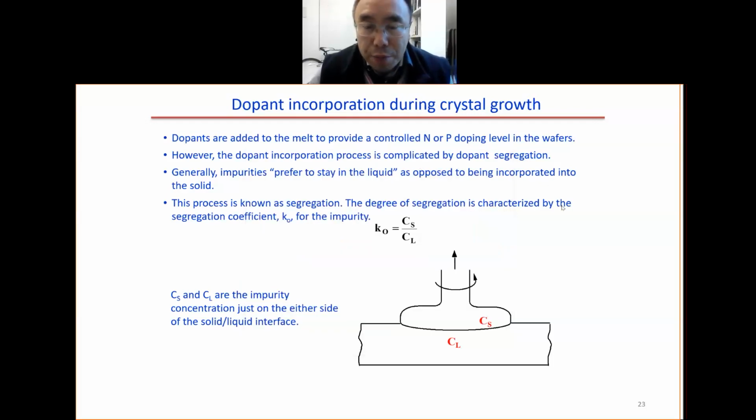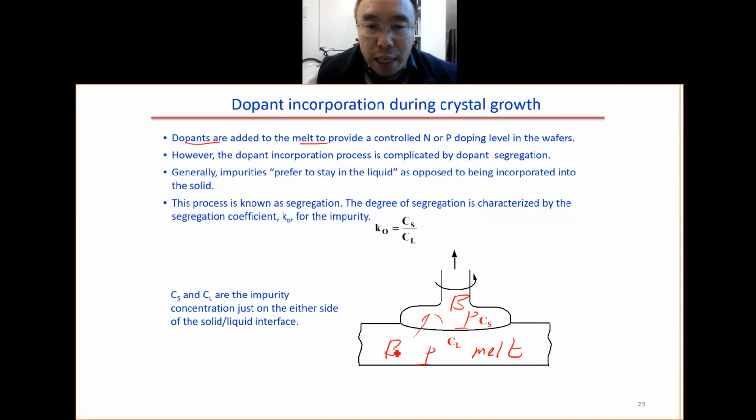Okay, so last time we talked about how to make single crystal silicon. So now we will look at how to dope the silicon. The dopant can be added into the melt to provide the doping. For example, if we add boron or phosphorus into the melt, the boron and phosphorus will come to the solid. So then the solid will also be doped with p-type or n-type doping.